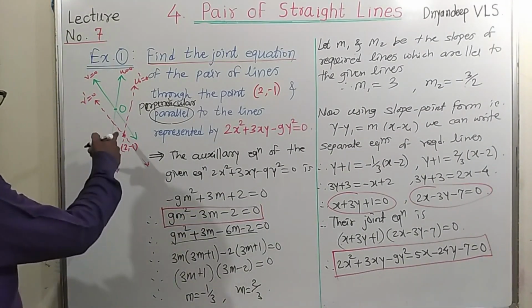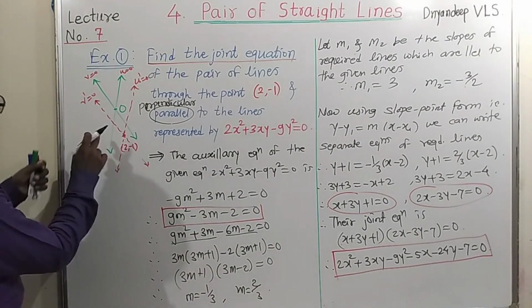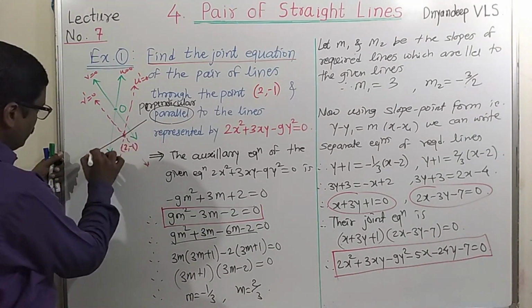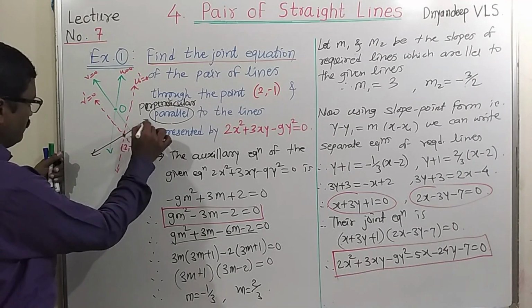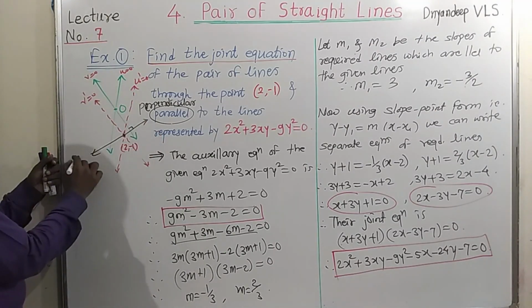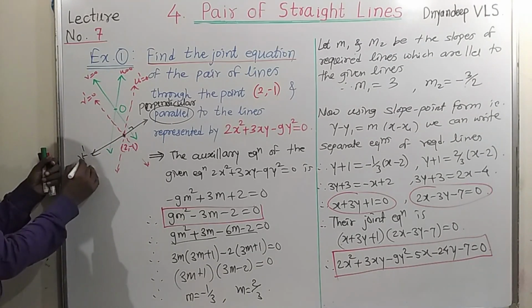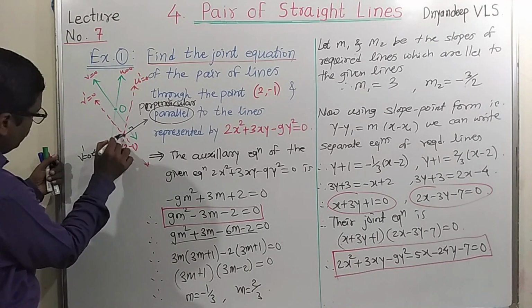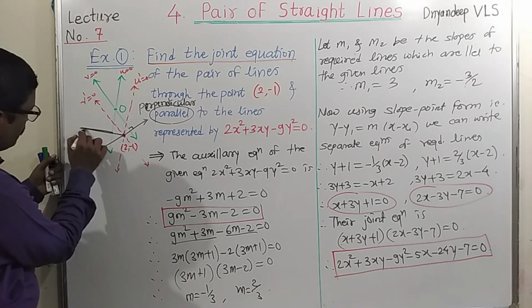Means the lines which are passing through this point but perpendicular to these lines. So if v is given, this v dash will be perpendicular to it, passing through the same point, and a line perpendicular to this line passing through this point will be like this.